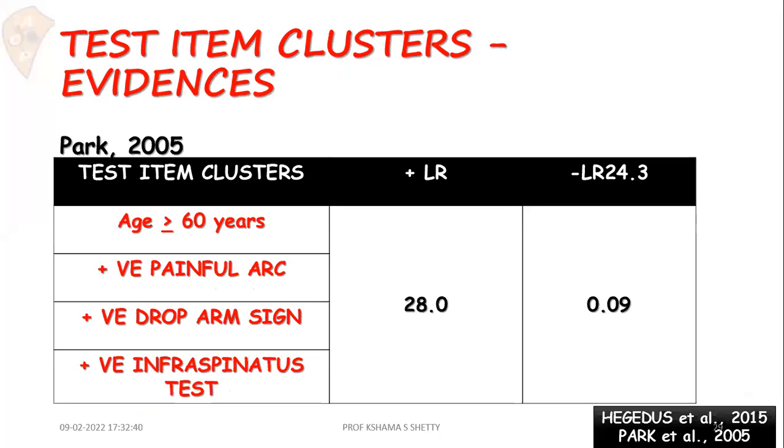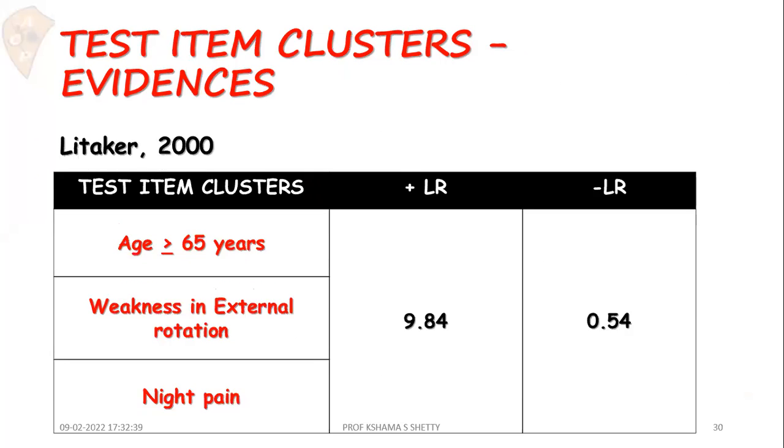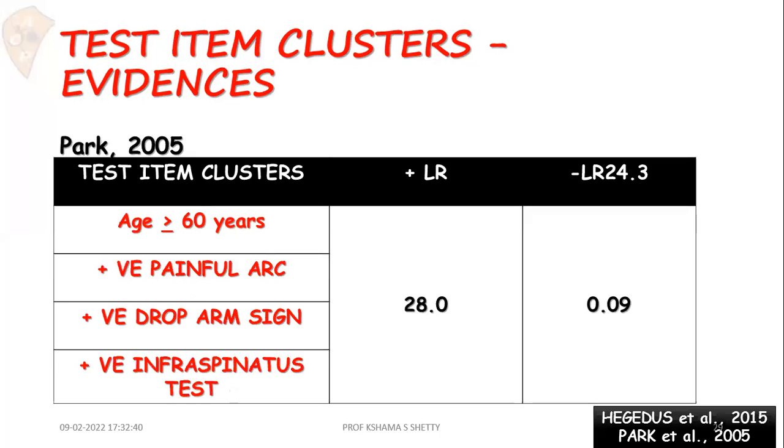So this is Spark, where age is one of the factors. You have positive painful arc, you have positive drop arm sign, and you have positive infraspinatus test. But here there's no night pain. Okay. In Lickardt's, age is there. You have weakness of external rotation, and you have night pain. So most probably you'll be using the Lickardt's cluster rather than Spark for this condition.